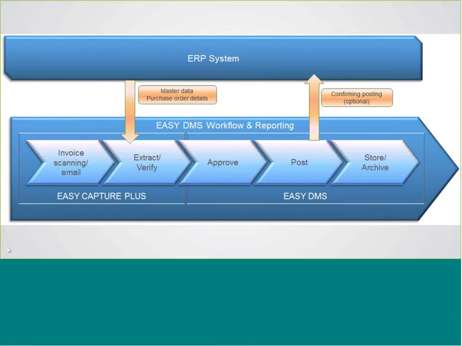Ultimately, at the end of this workflow process, we're going to post that data into the finance system, and tell the system that it's been approved and it can be paid. And then we're going to store the document in the document management repository in the archive for long-term compliant storage and retrieval. And ultimately, we can build reports based on any of this information, depending on what that vital information is that we want to see.